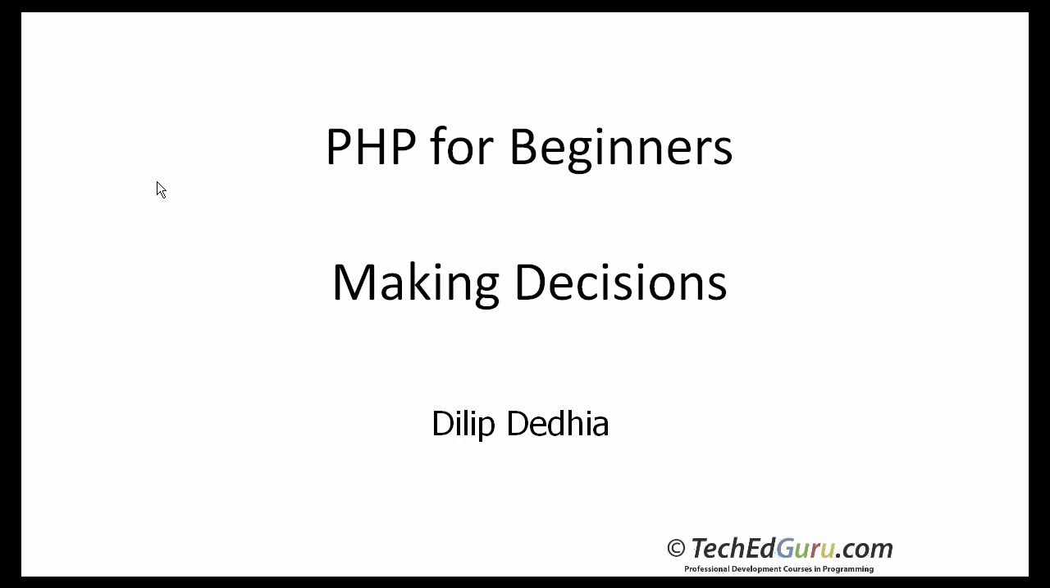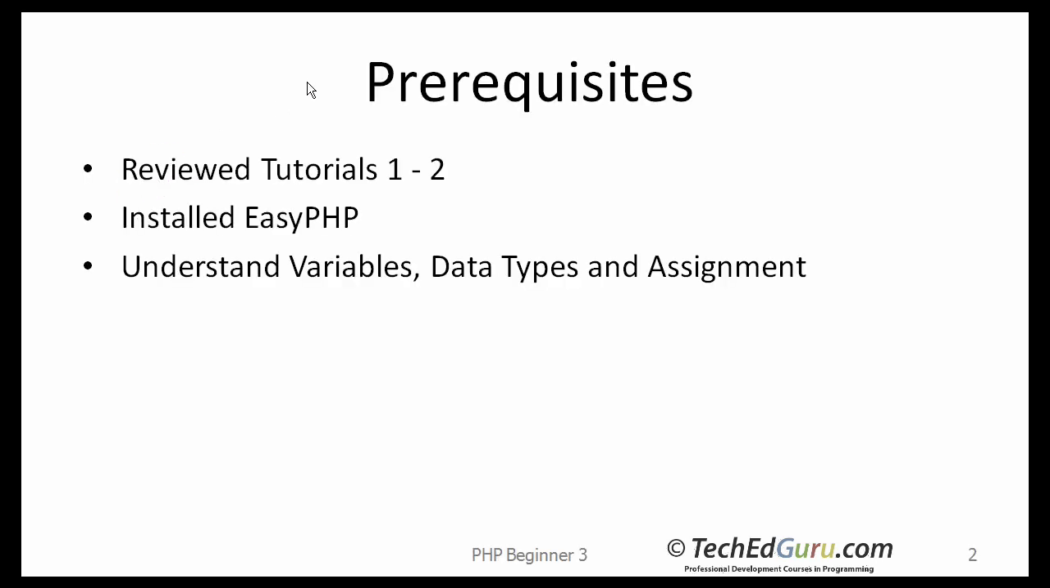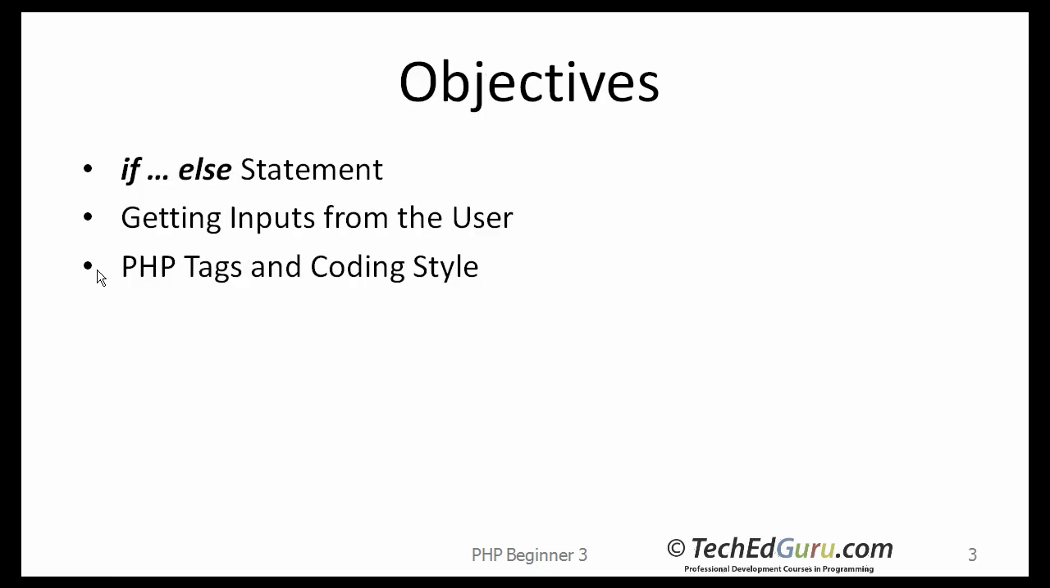In this lesson, I will be discussing making decisions in your program. I hope you have already listened to the first two tutorials. The first one discusses installing EasyPHP and running simple scripts. The second one talks about variables, data types, and assignments. The objective of this lesson is to learn about the if-else statement, the switch case statement, briefly about getting input from the user, and PHP tags and the coding style.